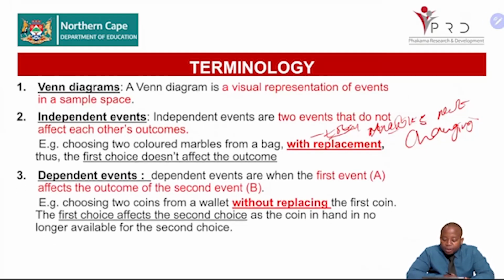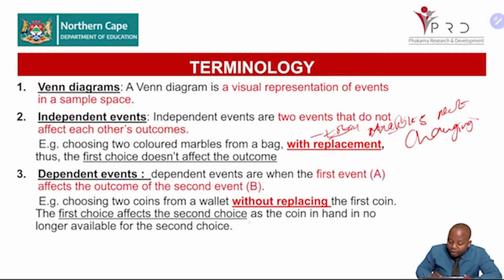Dependent events are events where the first event A affects the outcome of the second event. What does it mean here? Right, it means now if choosing 2 coins from a wallet without replacing the first coin, the first choice affects the second choice, as the coin in hand is no longer available for the second choice.